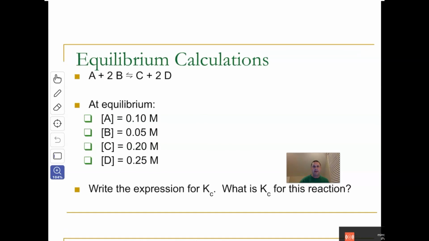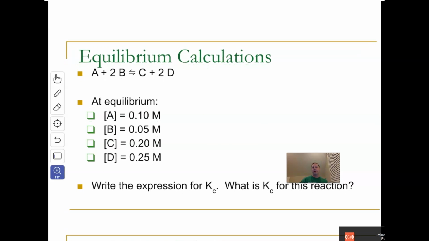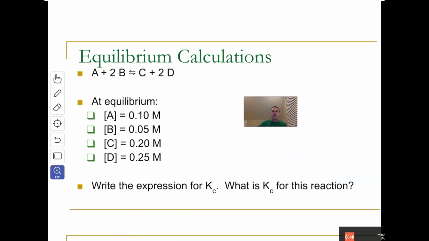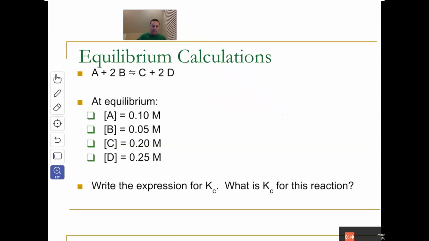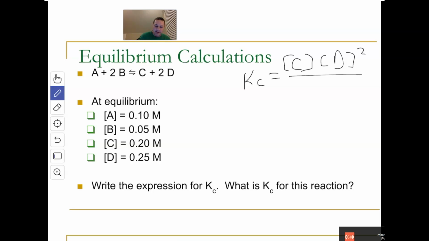So you saw something like this yesterday, equilibrium calculations, and we tried to figure out what the Kc value is for this reaction. Remember, Kc being the equilibrium constant. So Kc equals the concentration of C times D squared, the products, divided by the reactants: the concentration of A, and then B squared.